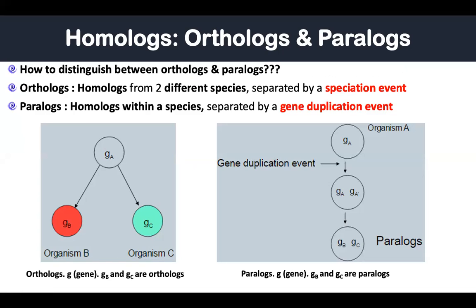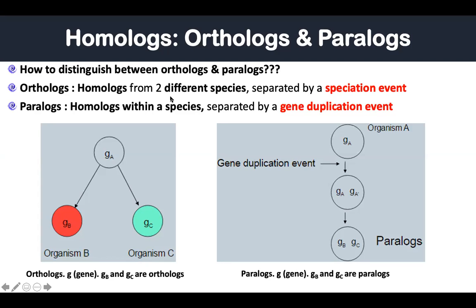Okay, so how do you distinguish an ortholog from a paralog? Orthologs are homologs, or homologous genes or proteins, that come from two different species separated by a speciation event. Which means the genes or proteins still share a common ancestor, but during evolution it has split into two different species, right?